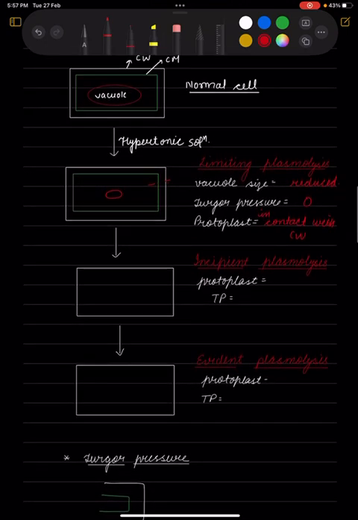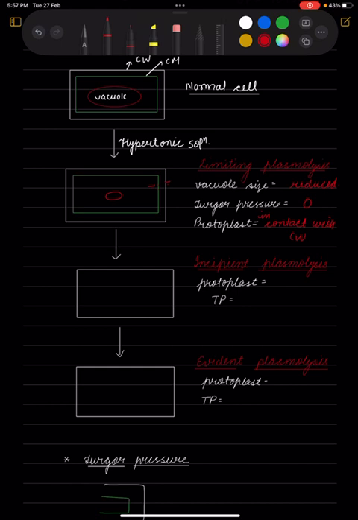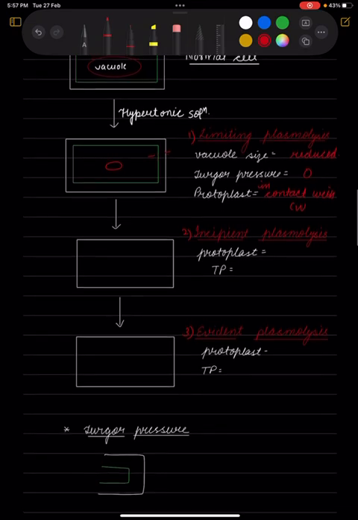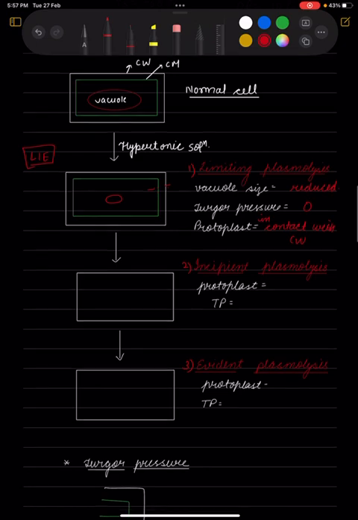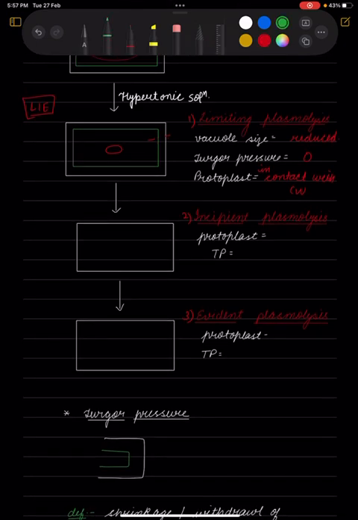Now, in the next case, there are basically three steps of plasmolysis. We will discuss all of these. The one I have discussed is the limiting plasmolysis, then the incipient plasmolysis, and then the evident plasmolysis. We can learn it by a mnemonic called LIE. In the next stage, this is our plasma membrane, and it will be like this. What you can see here is that the protoplast first contracts from the corner.